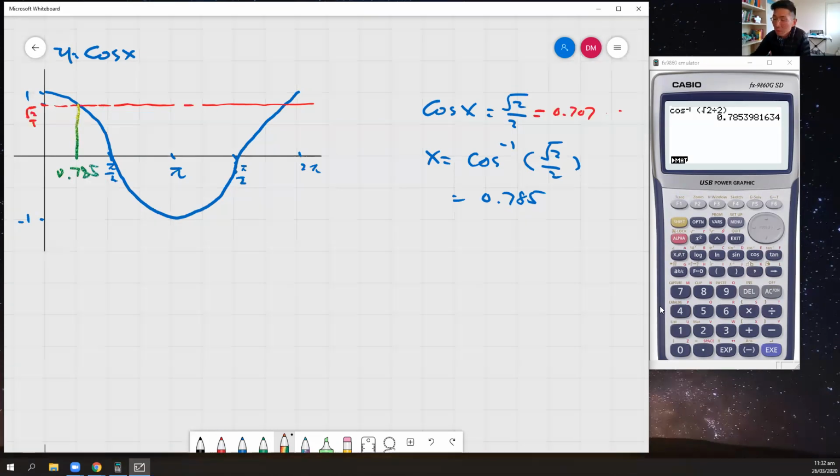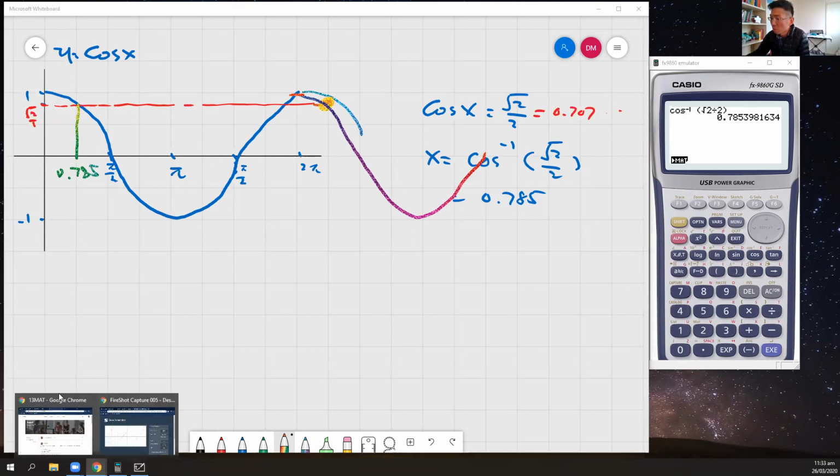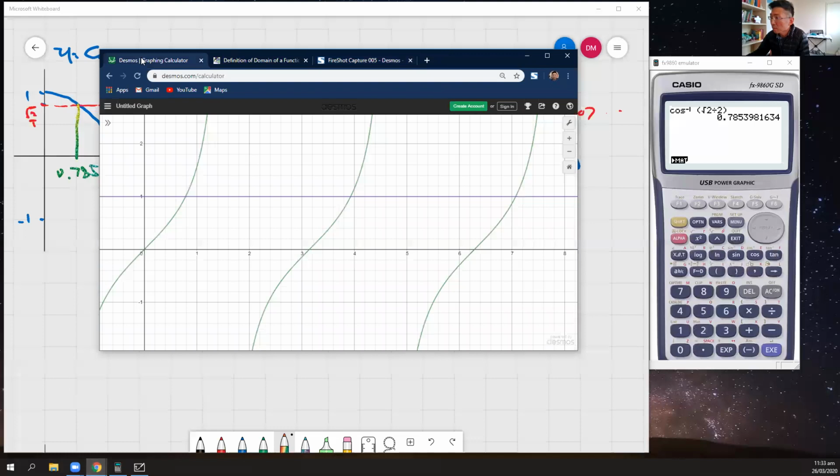Now this is one solution. Now we do understand that after this curve finishes one period, it's going down like that. Same as tan, you will have another solution around here. Okay, you have another solution around here. So I'll use the decimal tool to show you what's going on there.